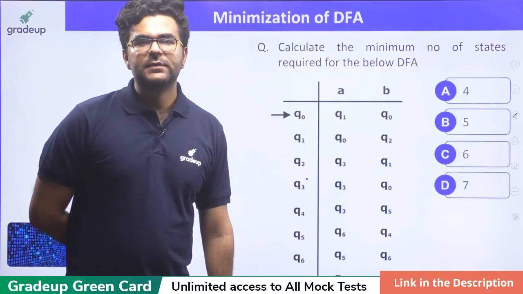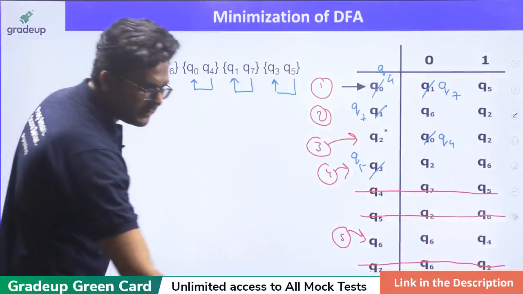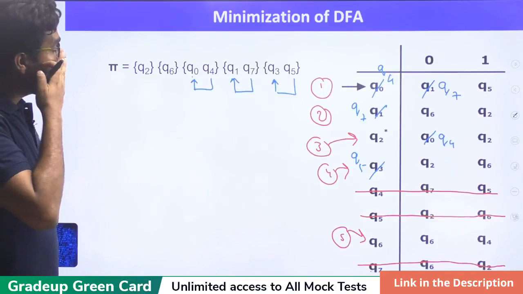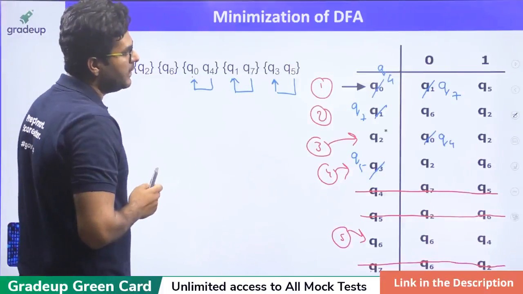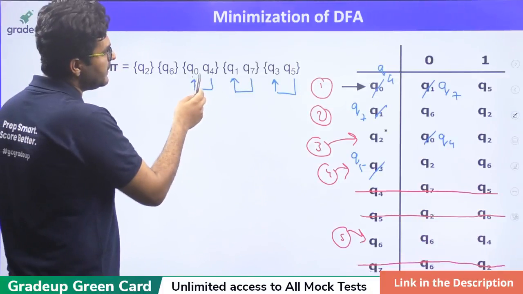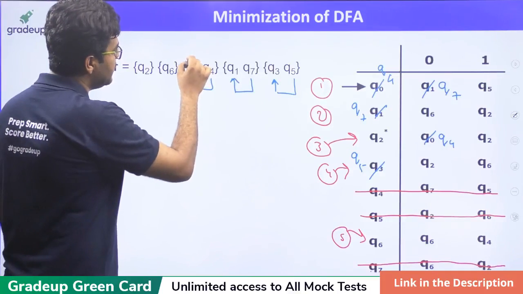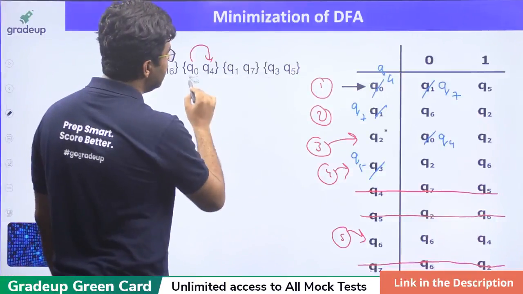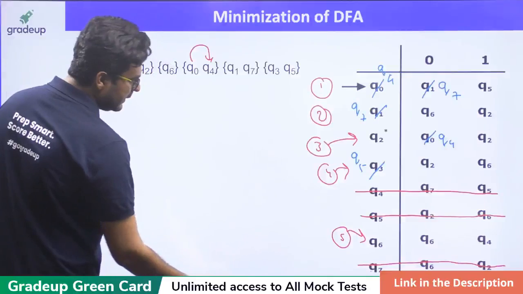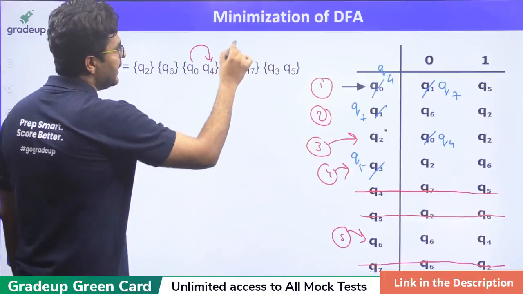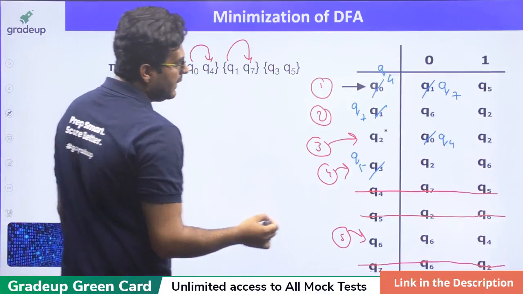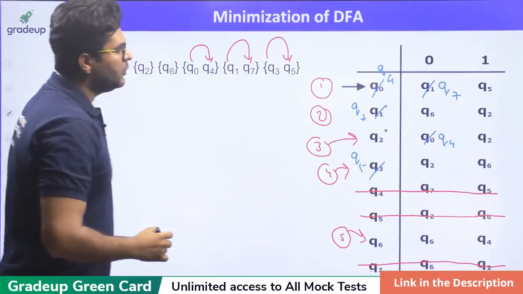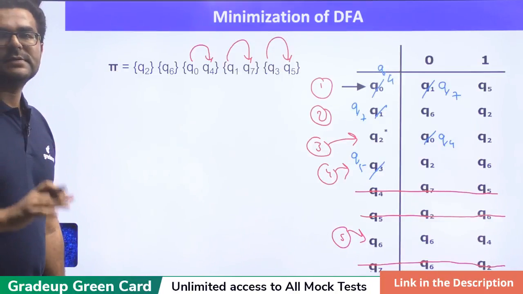Sir, how did you replace the states? Okay. What I did is I replaced 4 by 0. I replaced 7 by 1, or I can say that I replaced 0 by 4. I replaced 0 by 4. Then I replaced 1 by 7. And at last I replaced 3 by 5. So no matter what you do, you'll get the answer.